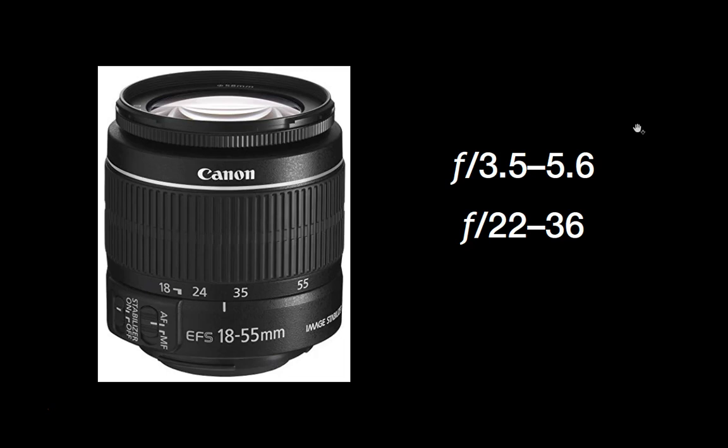But the 18 to 55 millimeter lens is pretty common on most DSLR cameras, the kit lens, and it changes. So if you're at 18 millimeters, the widest you can be is f3.5 and the deepest you can be is f22. If you're at 55 millimeters, where you're changing your zoom, it's f5.6 and then f36 is the deepest. So you can get really deep, but you can't get that shallow with it. So you would have to change your zoom to 18 millimeters, and keep that in mind when you're working with your camera.